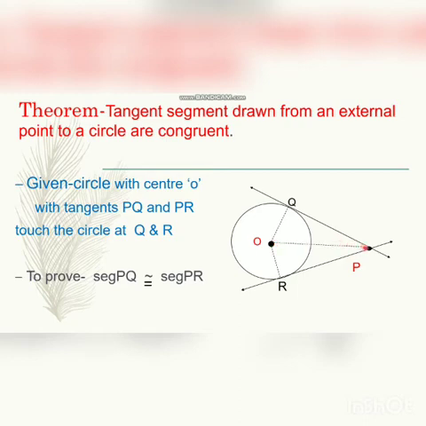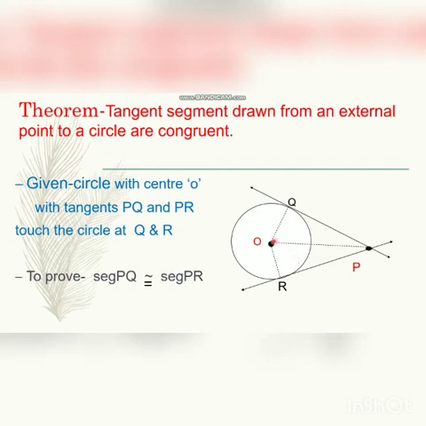I get segment OP. Because of segment OP, we get two triangles: first triangle OQP and second triangle ORP. Both triangles are right angle triangles. Why are they right angle triangles?